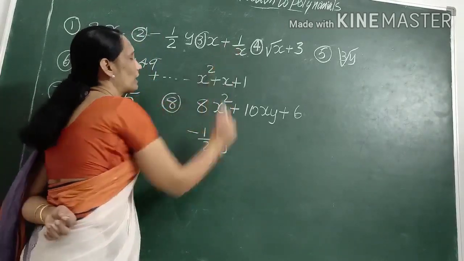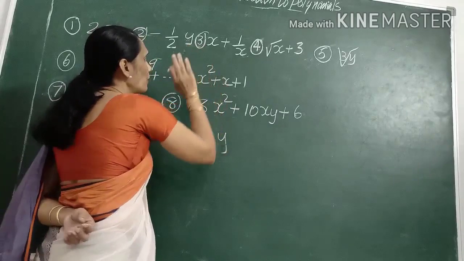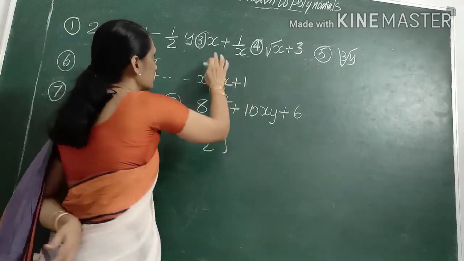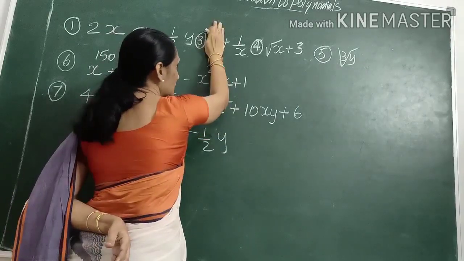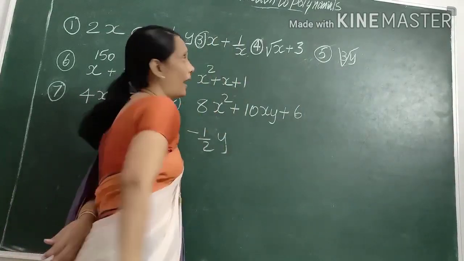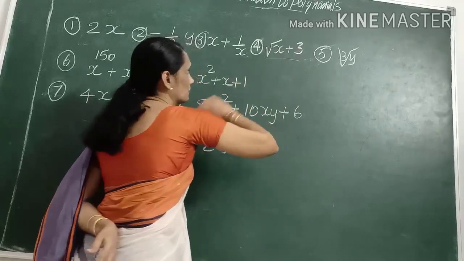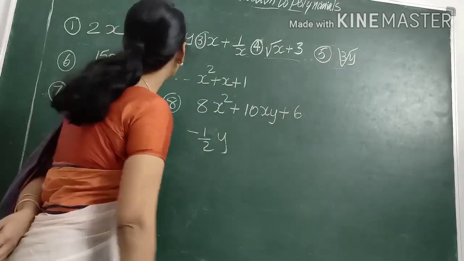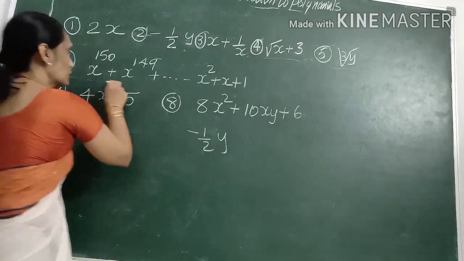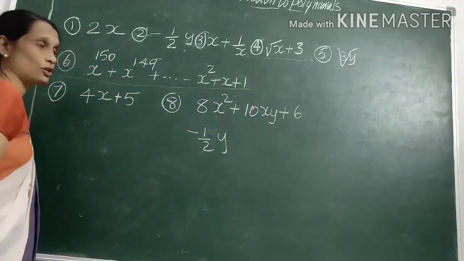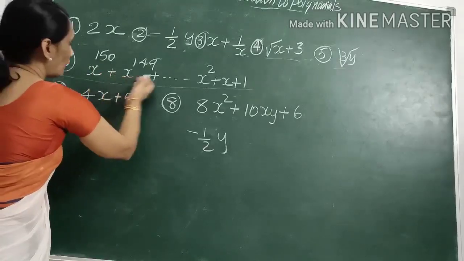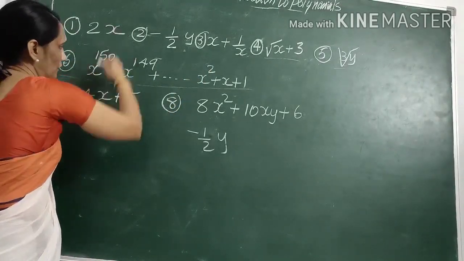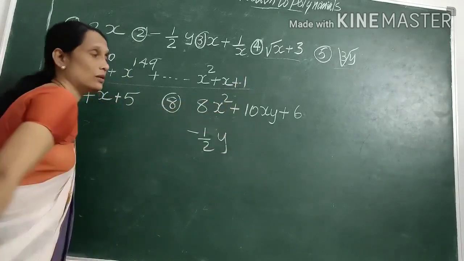Here, x plus 1 by x. How many terms are there? There are two terms. X, this is a term and this is another term. And here, there are two terms. This one term, cube root of y. And see this expression. This is an expression with 151 terms. X power 150 plus 1 also there, no?